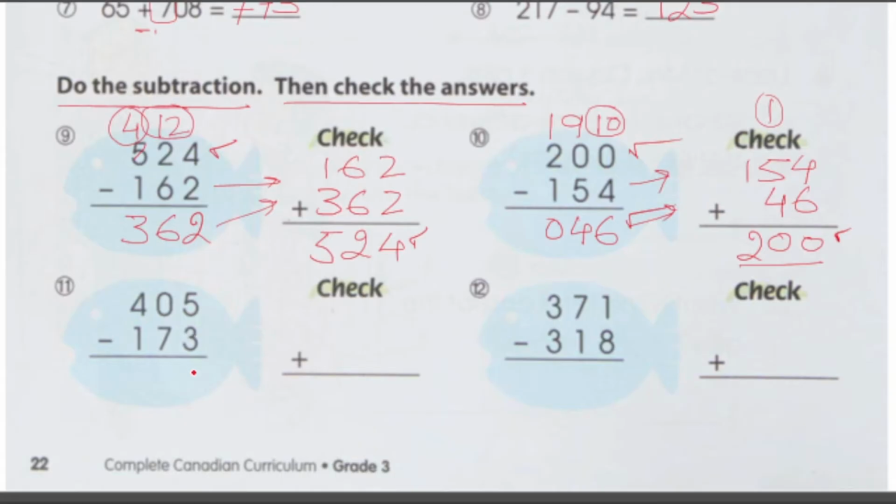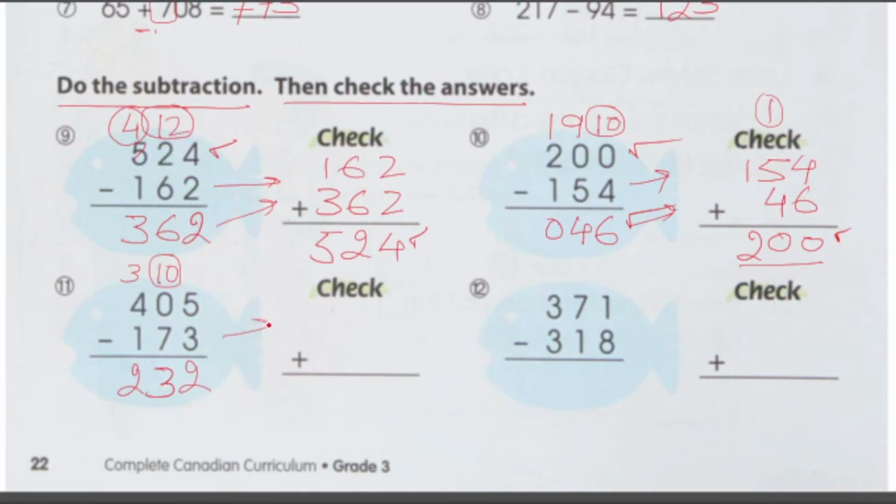Therefore, our subtraction is correct. Now 5 minus 3 is equal to 2. We can't subtract 7 from 0, so we have to borrow 1 from this side. So it will become 10 and it will reduce to 3. So 10 minus 7 is equal to 3 and 3 minus 1 is equal to 2.